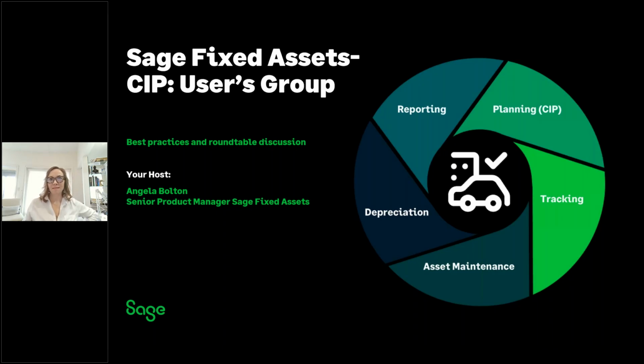This one is going to be focused on construction in progress, or CIP, and it's a best practices and roundtable discussion. And our host today, I'm so thrilled to introduce, is Angie Bolton. She is our Senior Product Manager for Sage Fixed Assets. And I'm going to hand it over to her quickly so she can get started and everybody can start getting educated. Angie, over to you.